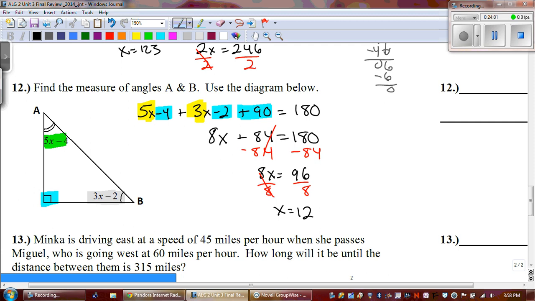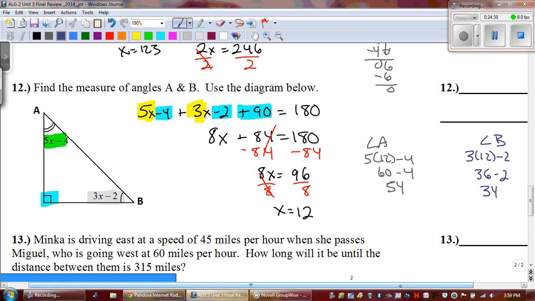But we're not done, because you need to know the measure of angle A and angle B. So for angle A, you're doing 5 times 12 minus 4. 5 times 12 is 60, and 60 minus 4 is 54. And then angle B is 3 times 12 minus 2. 3 times 12 is 36, and 36 minus 2 is 34.